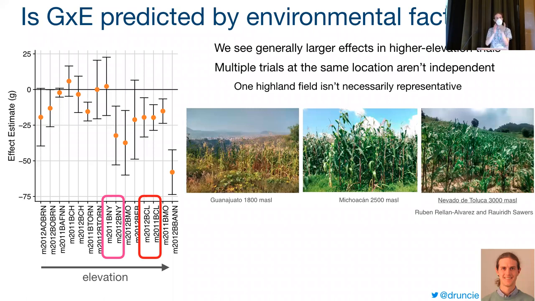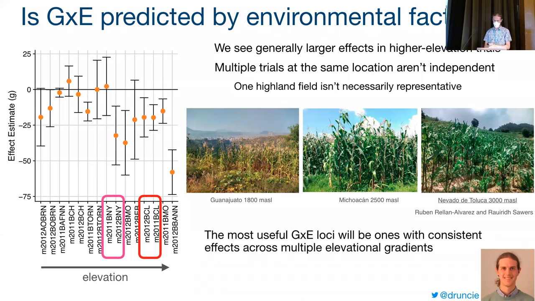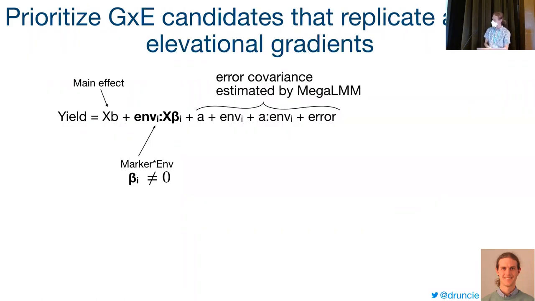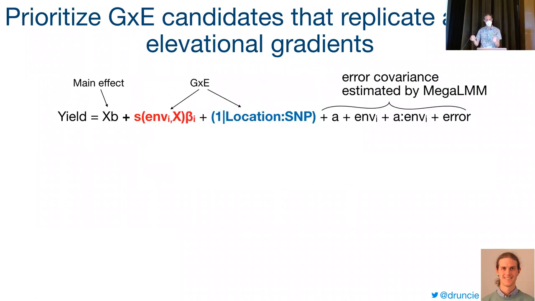One highland field is not representative of all highland fields. Here are three different highland fields in Mexico that differ in all sorts of characteristics, from soil to humidity and so on. We have to sample many different fields before we start to be confident that there's a true association with elevation. So how do we prioritize variants that replicate across multiple environmental gradients? Well, in the GWAS context, I'll take the G by E term for my marker here, and I'm going to break it apart into two components.